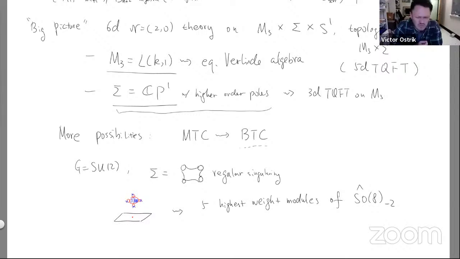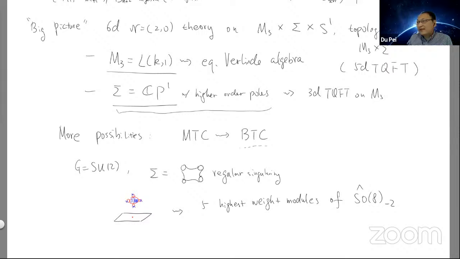So this is Victor Ostrik. May I ask you a question? So you have this conjectural family of modular tensor categories. Do you expect these to be modular categories that we already know, or maybe some new ones might appear? I mean, is there any idea?